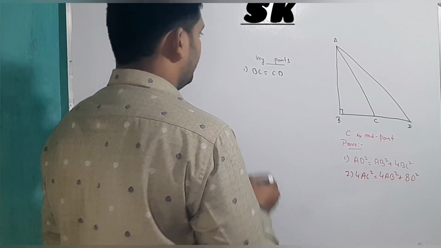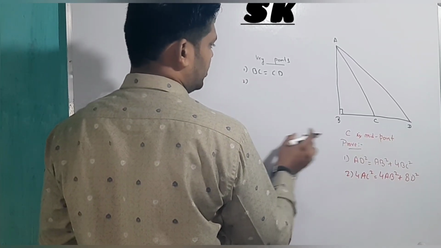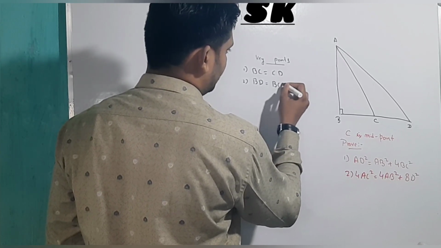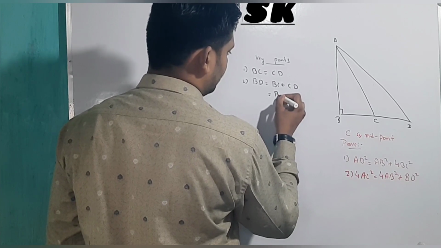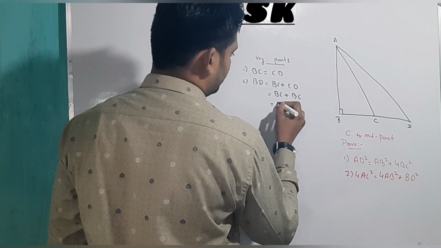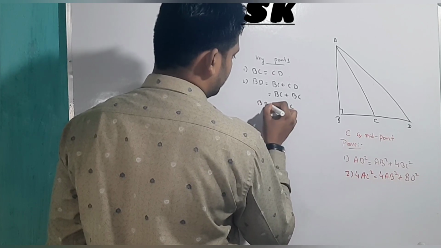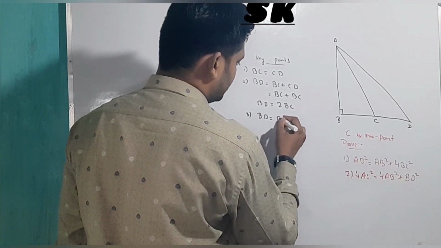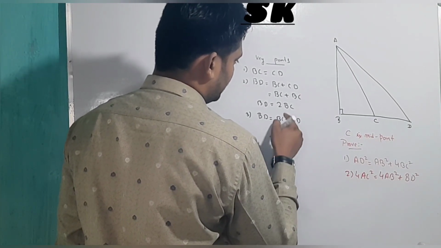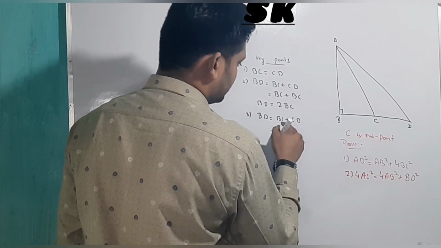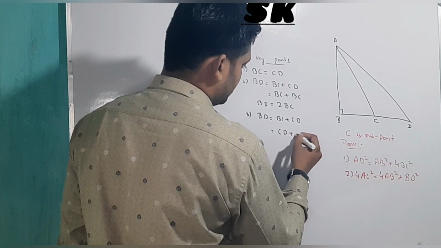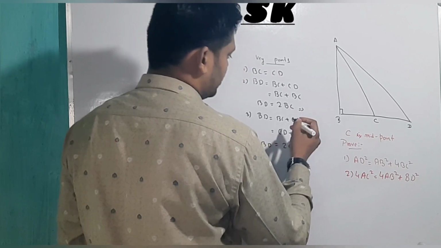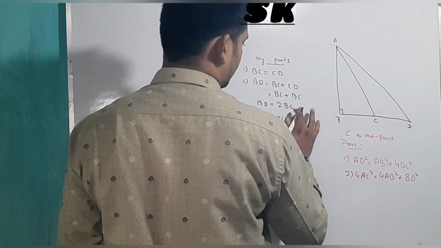Then the second point: BD can be written as BC plus CD. CD can be written as BC, so 2 times BC, so BD is equal to 2 times BC. Third point, again BD is equal to BC plus CD. Now you have replaced this one, now replace the other one. Instead of BC write CD, because BC is equal to CD, 2 times CD.